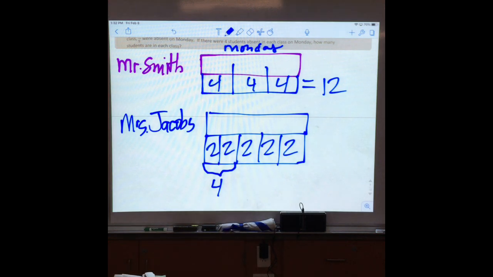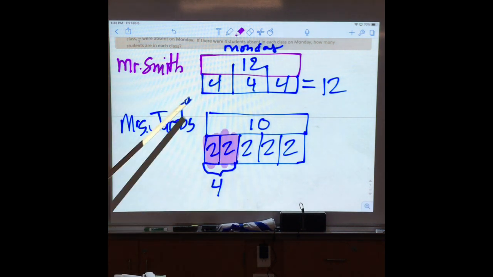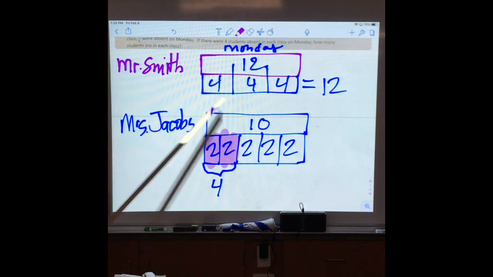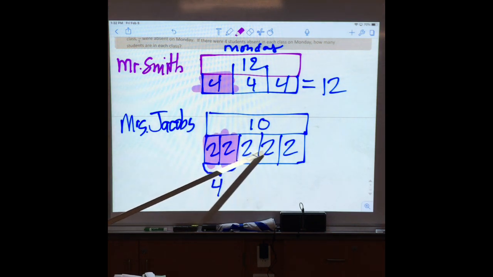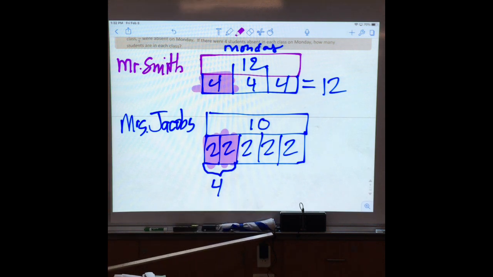How many students does she have in class? 10. How many students does Mr. Smith have in his class? 12. And 2/5 were absent, which would be here. And it said 1/3 was absent, which would be this one right here. There were 8 kids present. There were 6 kids present. Pretty easy, so we can answer a whole bunch of questions once we've done this. All right, well, I love math.